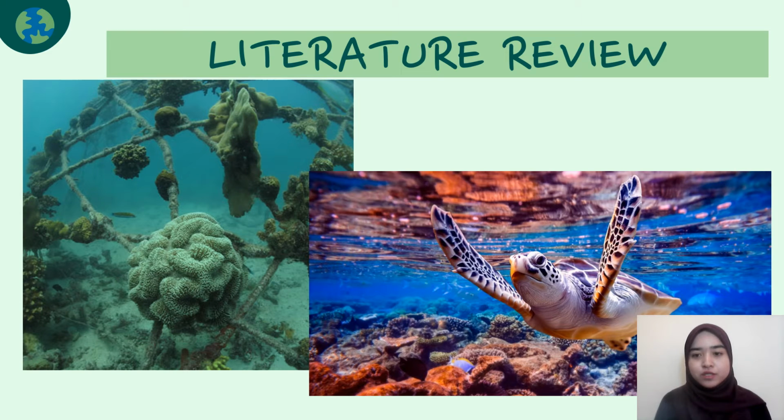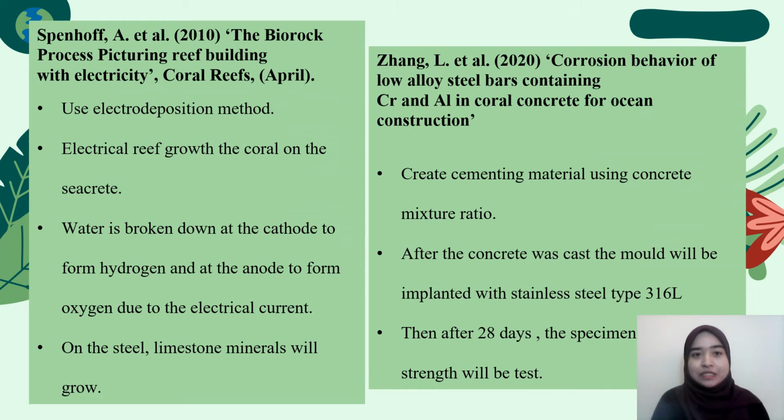We will go through the literature review from past studies, which show the ways they used to produce the SEACRETE. Harry Spanhoff, in the Journal of the Biorock Process, Picturing Reef Building with Electricity, used the electrodeposition method, in which the electrical reef grows the coral on the SEACRETE. A low voltage of direct current will be applied in order to set off the electrolytic process that will then release a chemical solution. Water is then broken down at the cathode to form hydrogen and at the anode to form oxygen due to the electrical current. On the steel, limestone mineral will then grow and it will look like a natural coral reef found in nature.